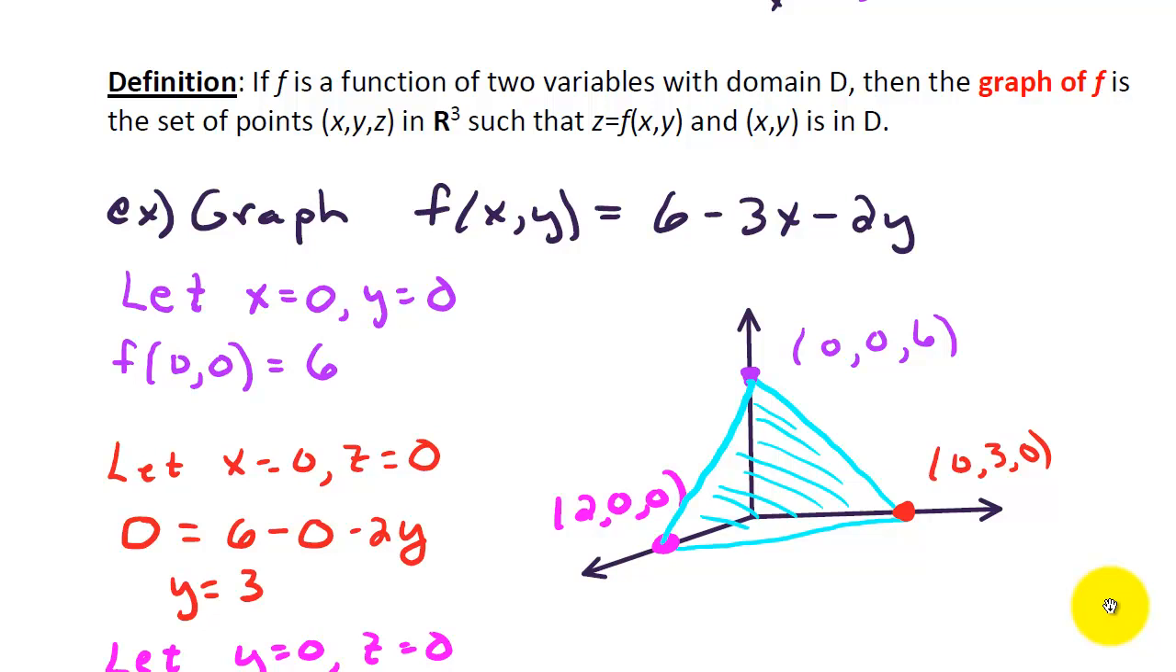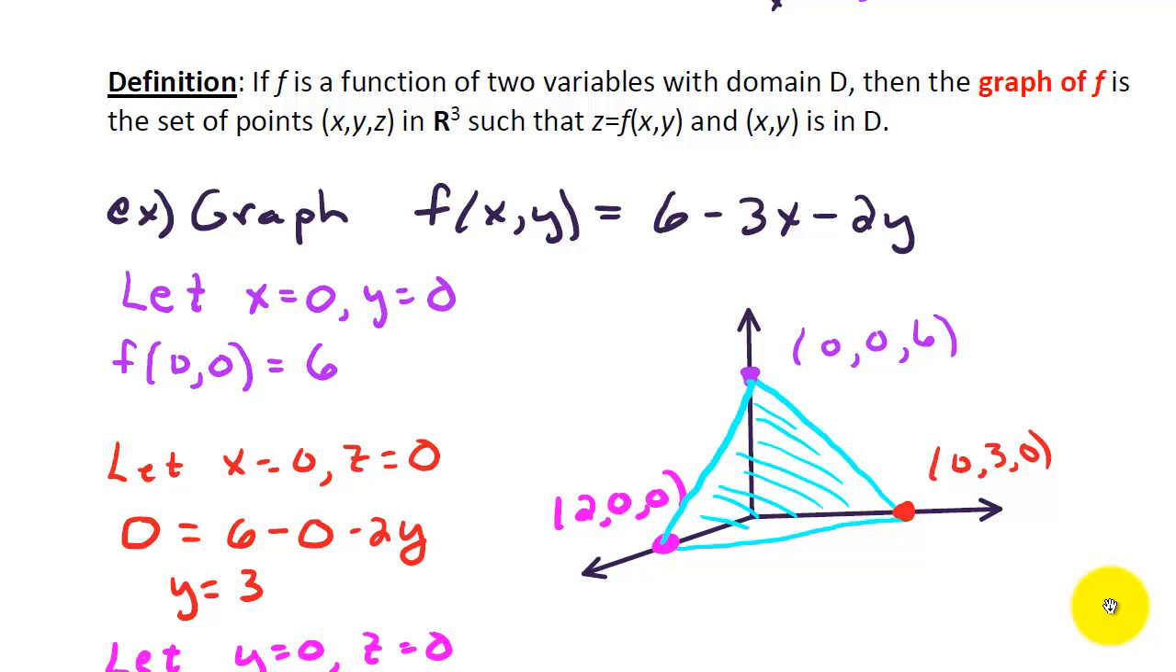Hello, in this video we want to look at the graph of functions of two variables. So let's begin with the definition. If f is a function of two variables with domain D, then the graph of f is the set of points x, y, z in R3 such that z equals f of x, y and (x, y) is in D.